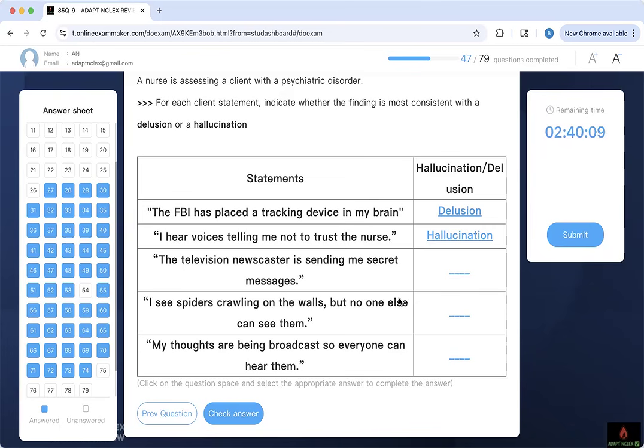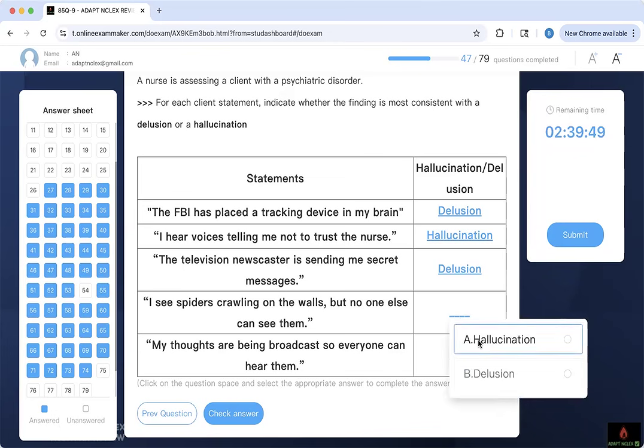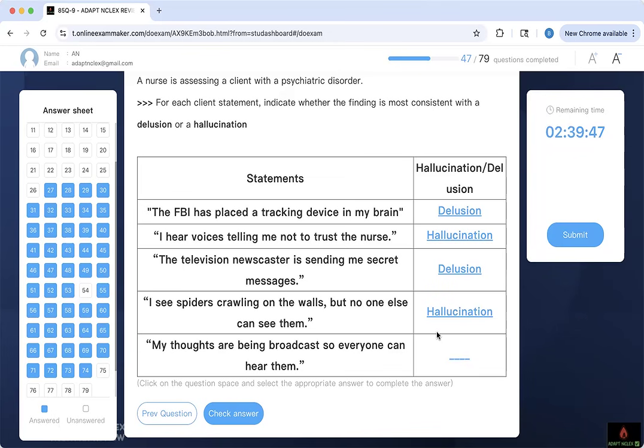The television newscaster is sending me a secret, talking to me, believing, receiving a message. Delusion. I see a spider. What is the problem? Crawling on the wall, but no one sees it because it's not there. There's a perception problem. Hallucination. My thoughts are being broadcast so everyone can hear them. Fixed belief. That's delusion. Know the difference between them.